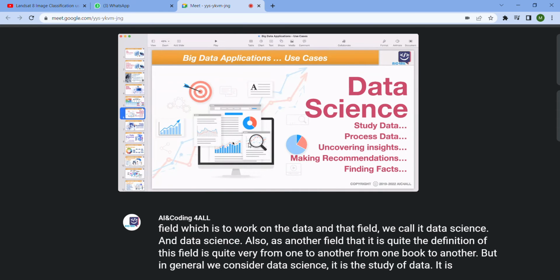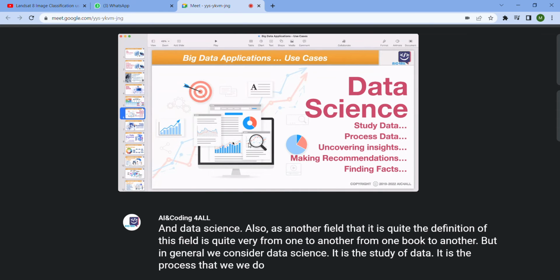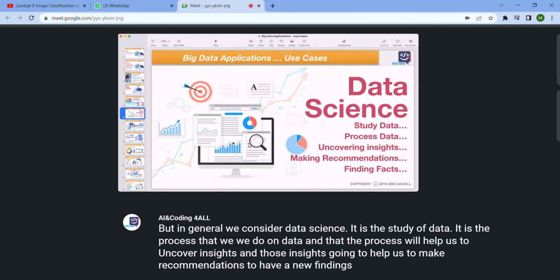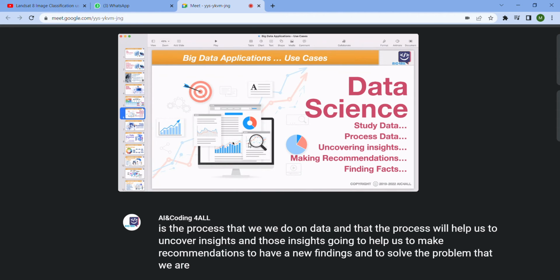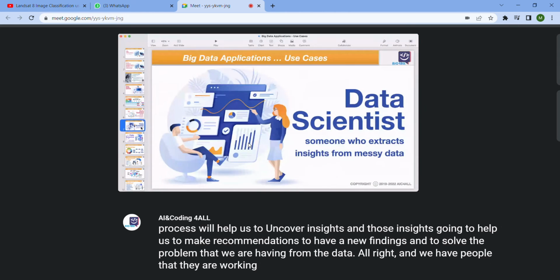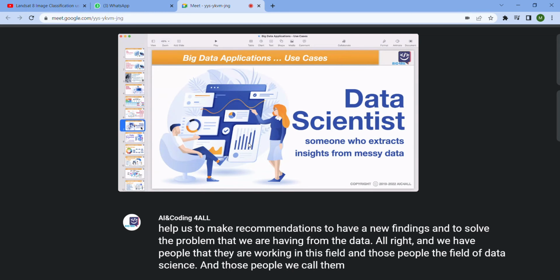It is the process that we do on data, and that process helps us uncover insights. Those insights help us make recommendations, have new findings, and solve the problems we have from the data. All right, and we have people working in the field of data science, and we call them data scientists.